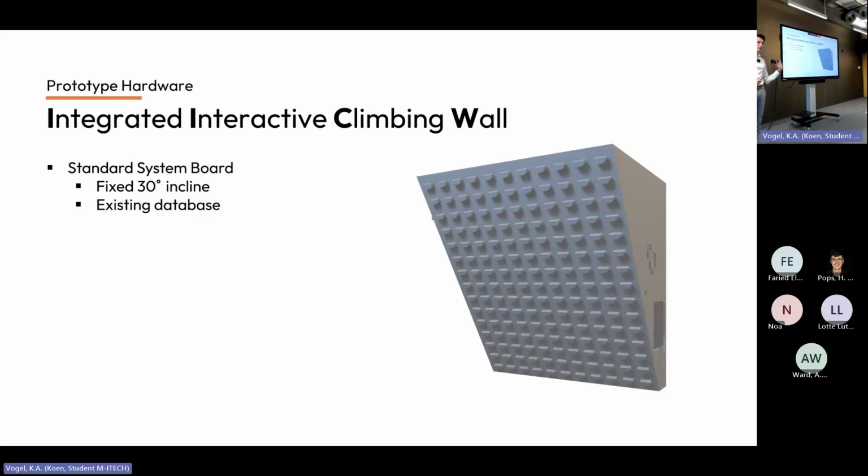So as mentioned, it has the 30-degree fixed incline, but it also has a standardized layout of holes. What this means is there's an existing database full of challenges and routes, which you can easily use, so you don't have to think of all your own, which is really convenient.